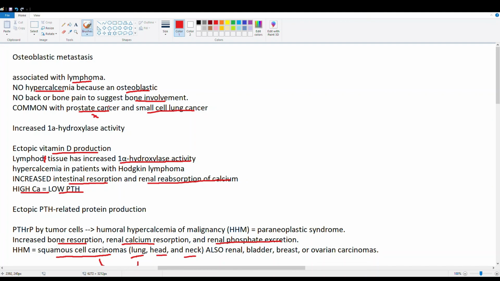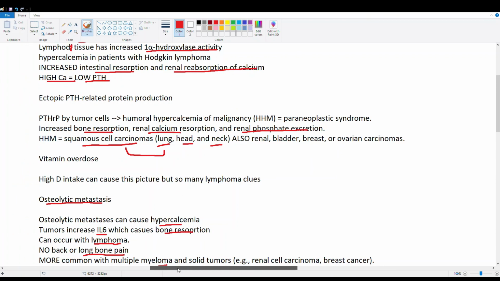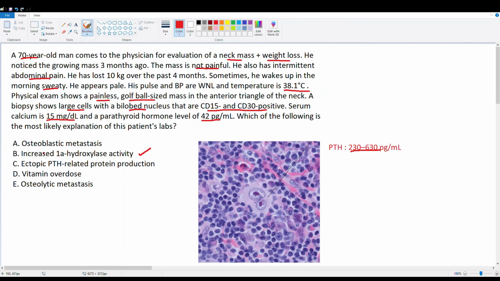So, hypercalcemia of malignancy. What are the three things we want to remember? Squamous cell carcinoma with PTHrP, 1-alpha hydroxylase with Hodgkin's and non-Hodgkin's lymphoma, and osteolytic lesions with multiple myeloma. Those are the three cancers mainly associated with hypercalcemia that I would remember for this case.